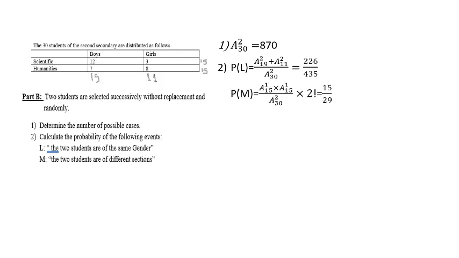Part M, the two students are of different sections. It means one humanity and one scientific. One humanity is A1 out of 15. One scientific A1 out of 15 over the total. But we have here to multiply by 2 factorial. Why 2 factorial? We could have HS or SH. We do have possibilities. To find the number of possibilities, H and S, we have two letters. The number of possibilities is 2 factorial.